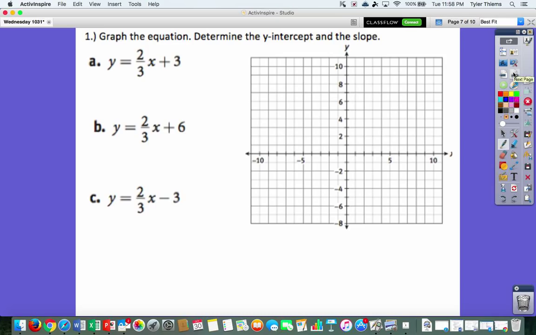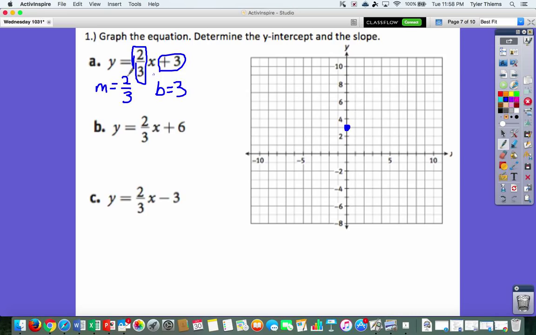For number 1a, here's our m, our slope. Let's write that down. So m is equal to 2/3, and our b is equal to 3. If we're given these two pieces of information, b and m of slope, we can graph the line. So let's start with our y-intercept. Always start with your y-intercept. It's easier that way. Put a point, the y-intercept, right there, and then you're going to find at least one other point.